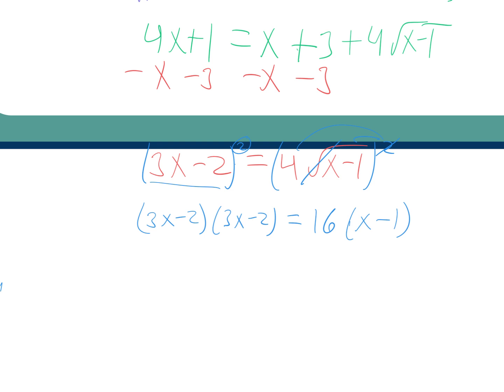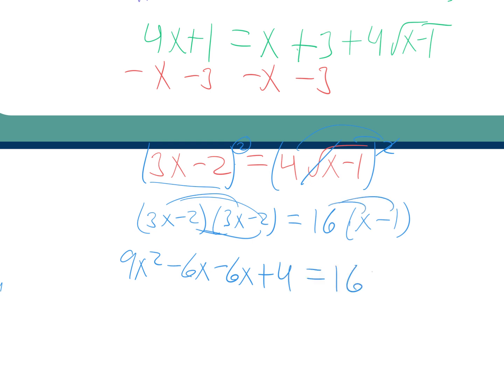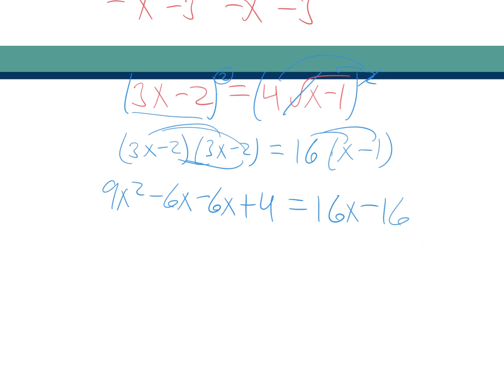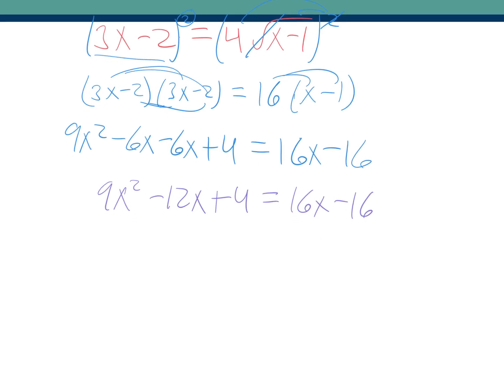On this side, 3x times 3x gets you 9x squared, and then minus 6x, minus another 6x, plus 4 equals, to distribute the 16, we get 16x minus 16. Combine like terms, so we get 9x squared minus 12x plus 4 equals 16x minus 16. Now let's get everything to one side. Again, this is just a quadratic.